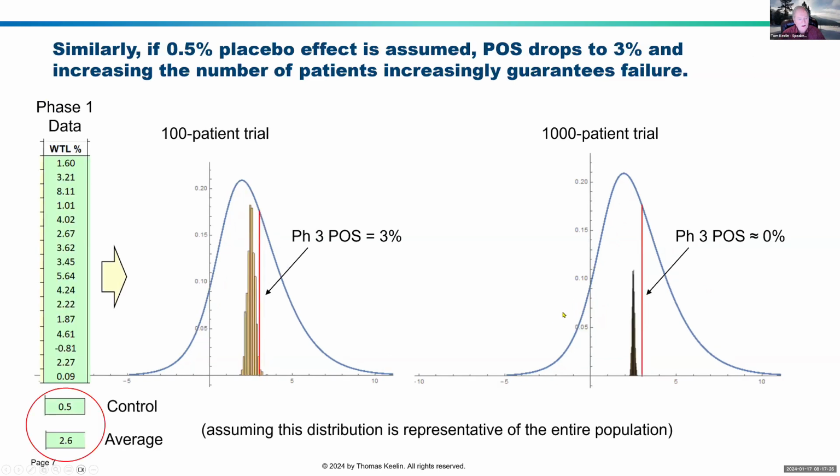And you could do the same thing even if you assume, for example, a 0.5% placebo effect just as a plug-in. Well, then that would shift everything down. Your probability of success in the 100-patient trial would be only 3%, but then in the 1,000-patient trial, it would be virtually zero. Well, again, it makes no sense to think that a phase 3 trial based on phase 1 information, which was relatively positive information, could have a zero probability of success if you increase the trial size.